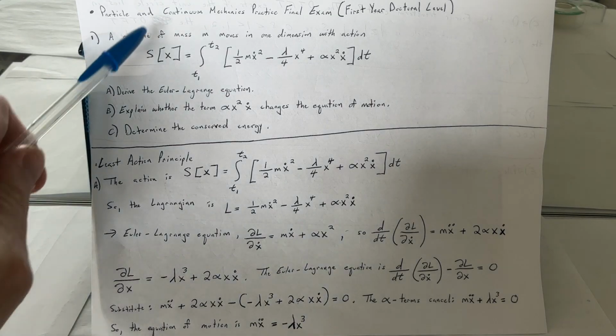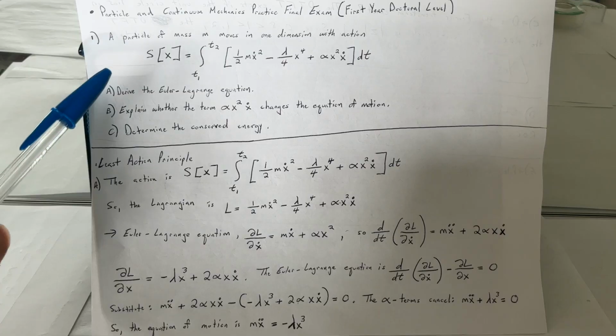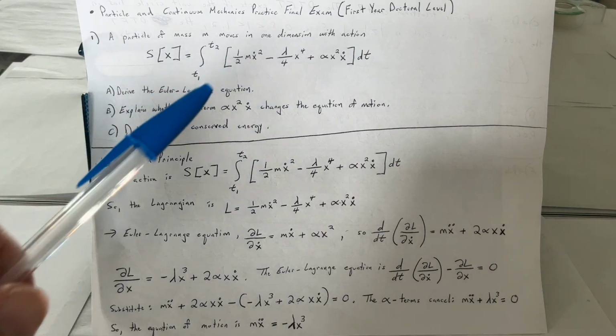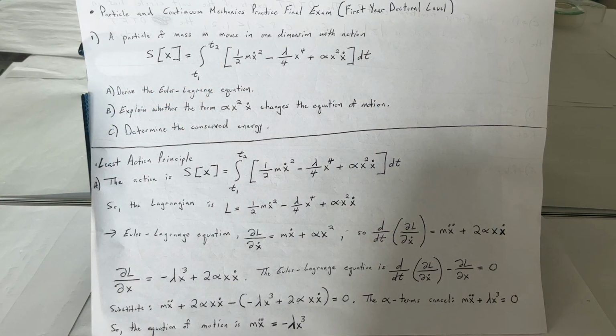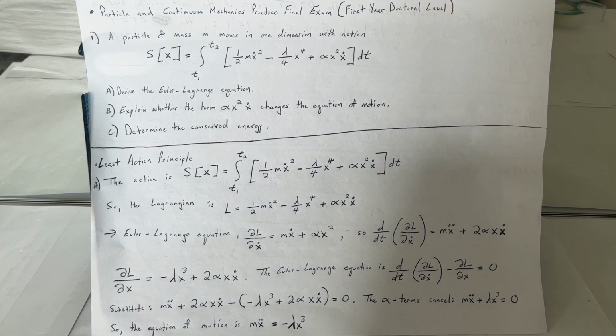So we have a particle and continuum practice final exam, first year doctoral level in physics. Let's begin with number one. A particle of mass m moves in one dimension with action S of x that equals the integral from t sub 1 to t sub 2, bracket 1/2 m x dot squared minus lambda over 4 x to the fourth plus alpha x squared x dot, close bracket dt.